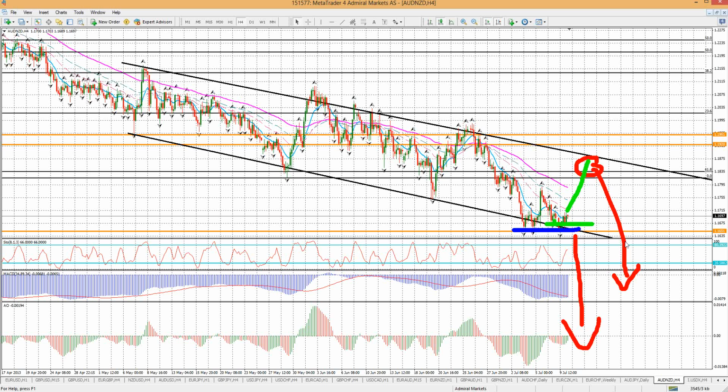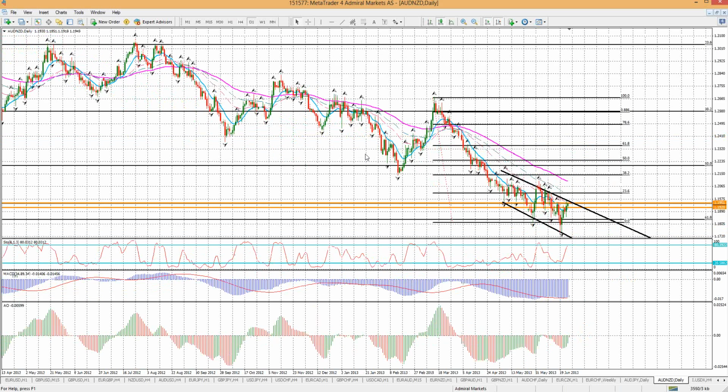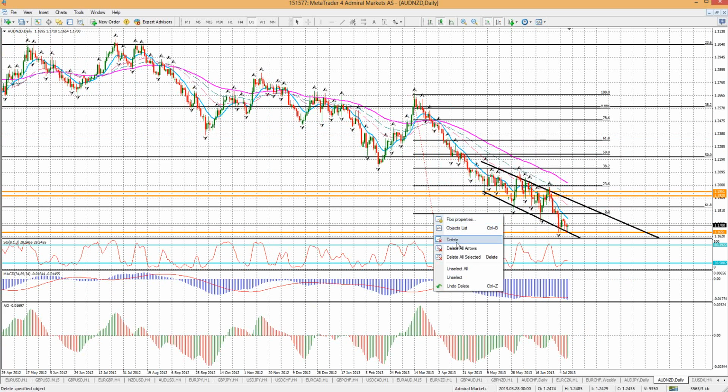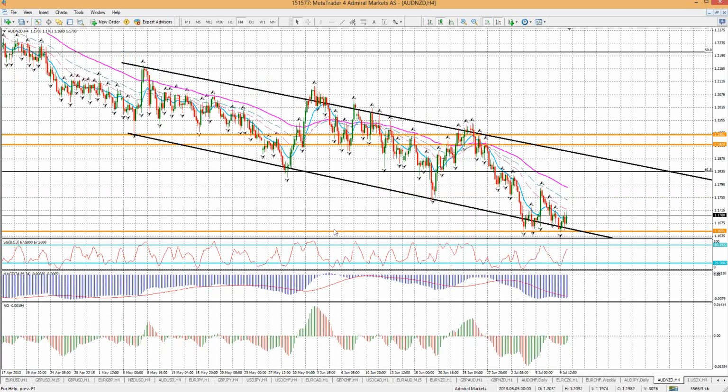All right. Let me clean up the chart just a bit. So that's what I would be looking for on the Aussie New Zealand.